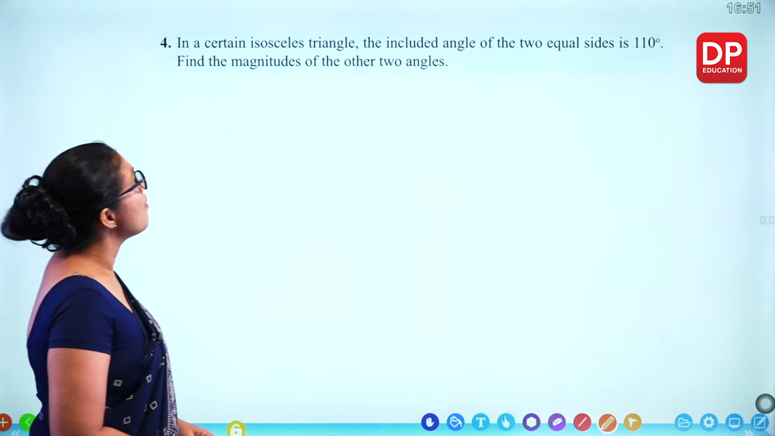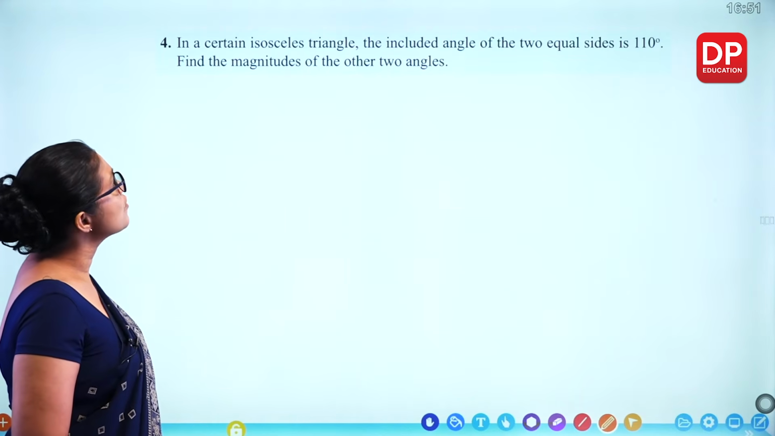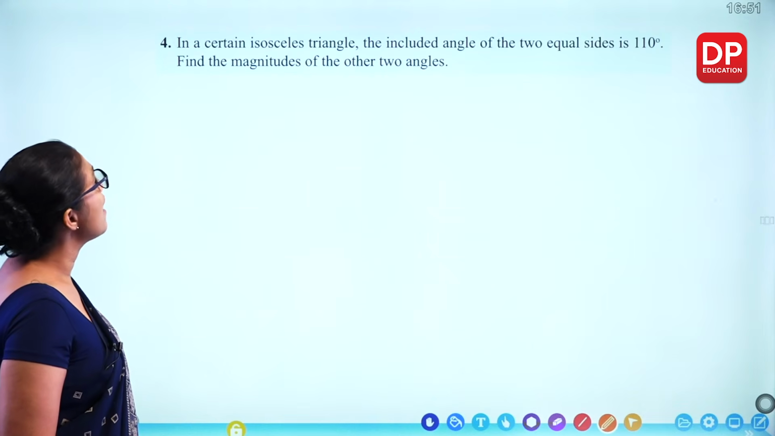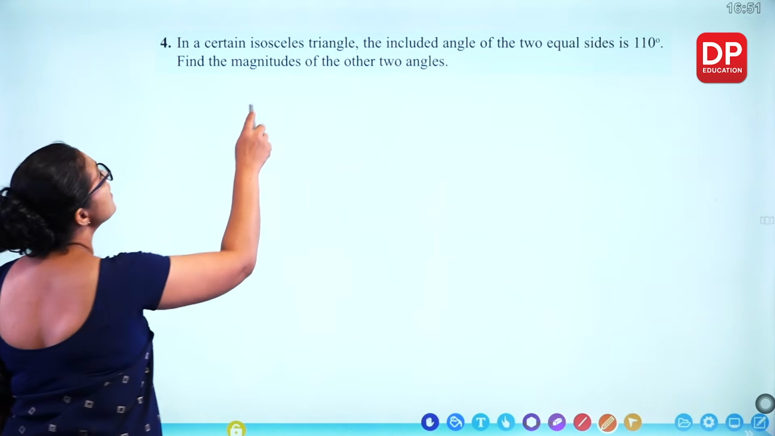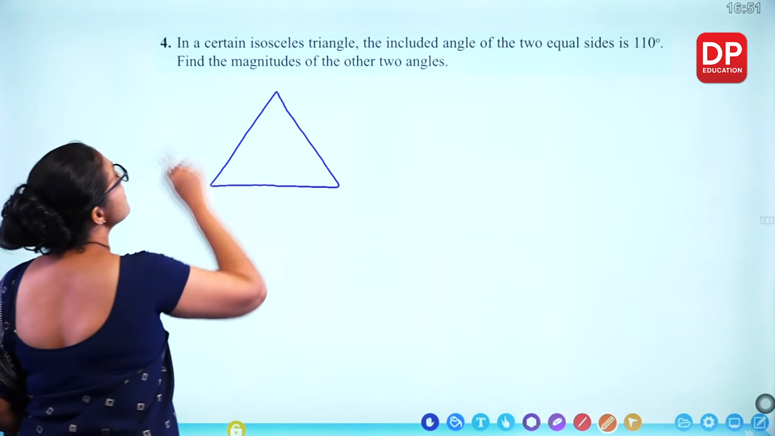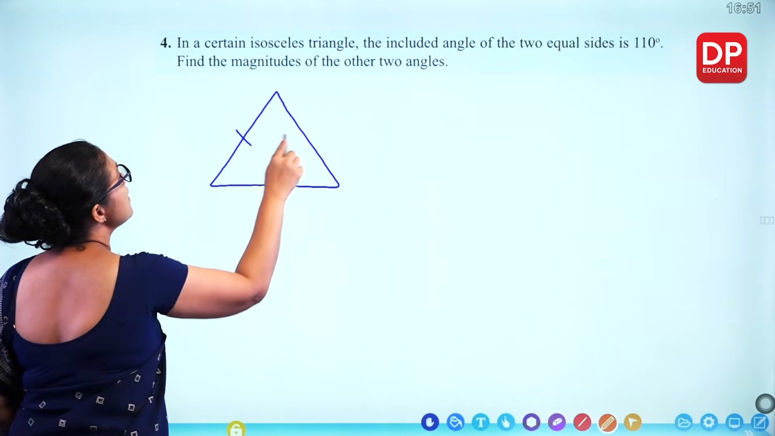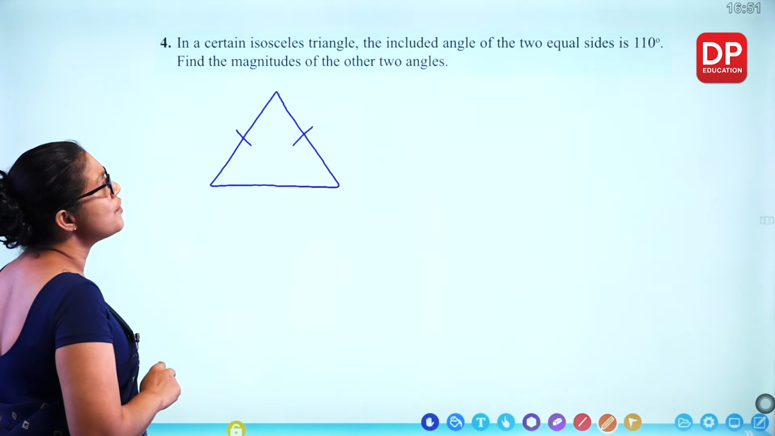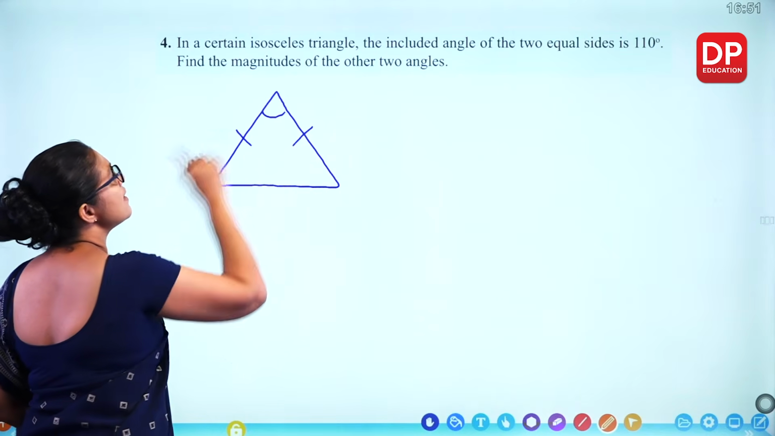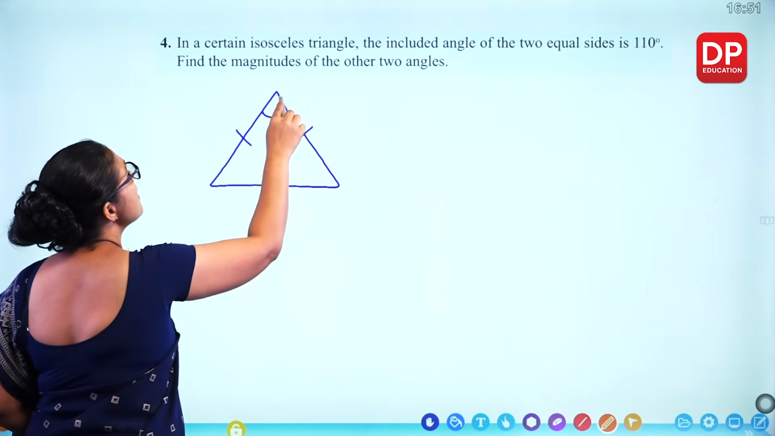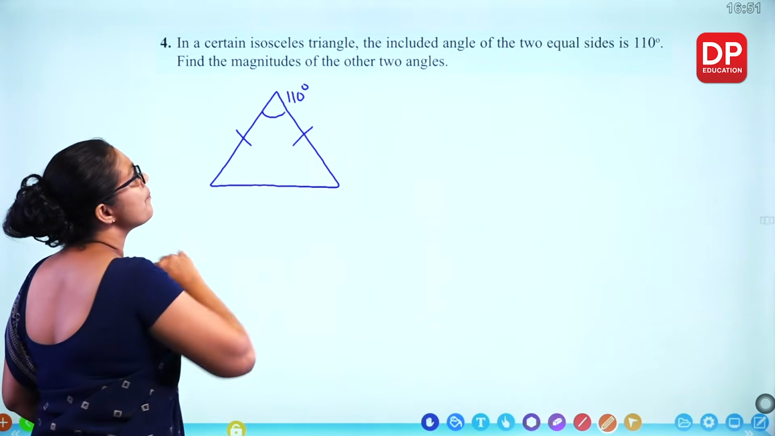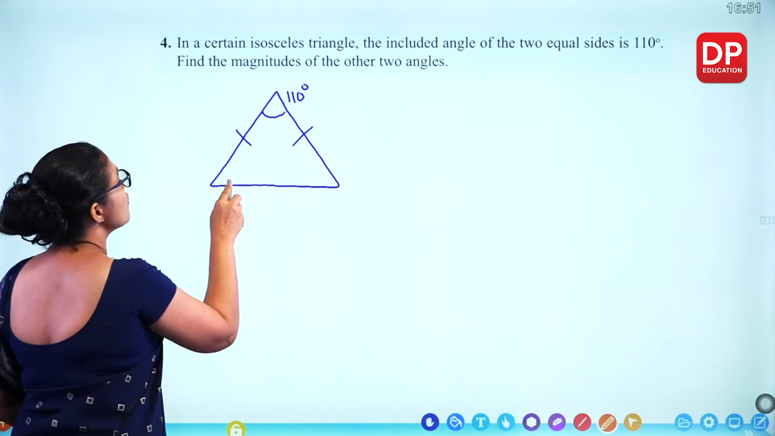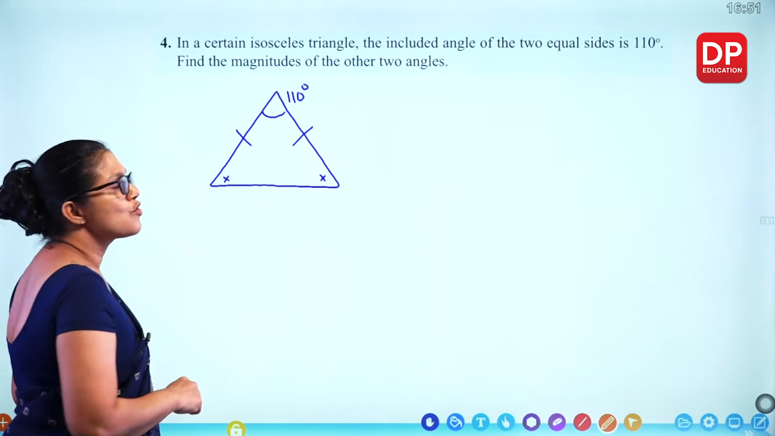So, question number 4. In a certain isosceles triangle, the included angle of the two equal sides is 110. Shall we draw the triangle? It's an isosceles triangle, so that means two sides are equal. The included angle of the two equal sides is given as 110. Find the magnitudes of the other two angles. So, you are asked to find these two angles.